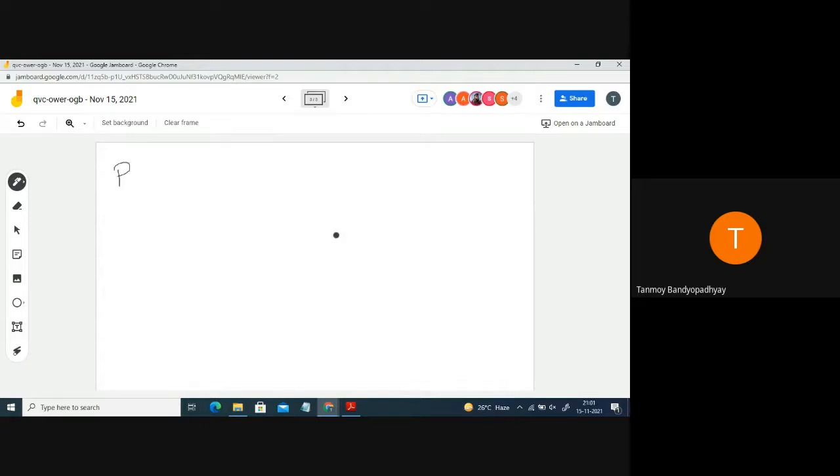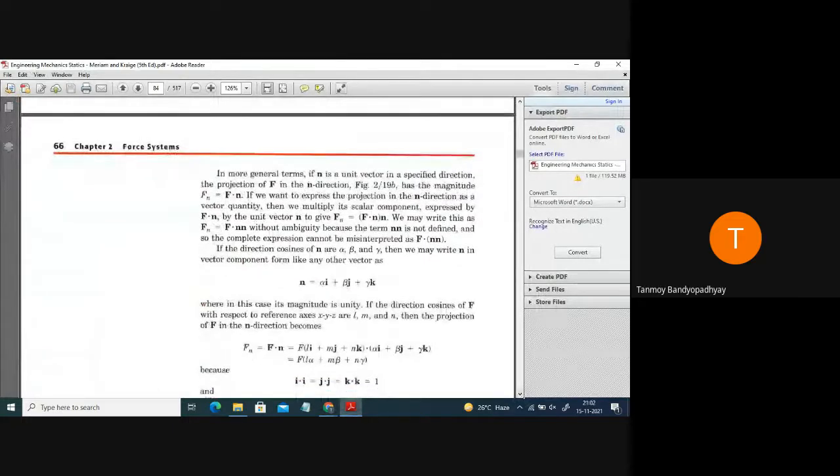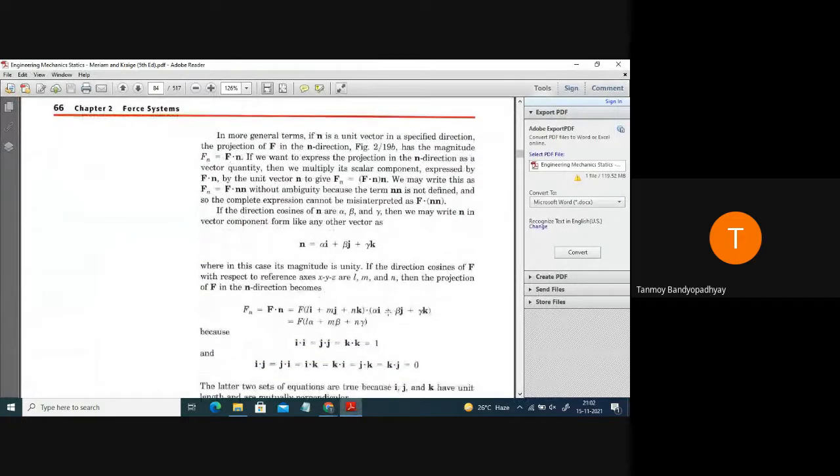So POL is equal to vector P dotted with lambda cap. What is vector P? Vector P you can write as Px i cap plus Py j cap plus Pz k cap, dotted with the unit vector lambda. I can represent the unit vector in terms of l, m, n, but let us take it as what is given in this book itself.